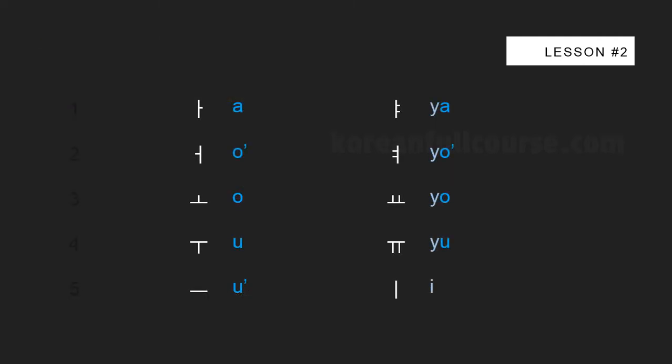Here are 10 basic vowels in the Korean language. I divided them into two groups. This trick is gonna help you to learn them faster because, as you can see, the only difference between vowels in this group and in this is the letter Y, which is pronounced as Y. So A, Ya, O, Yo, and so on. Let's talk about each of these letters in more detail.